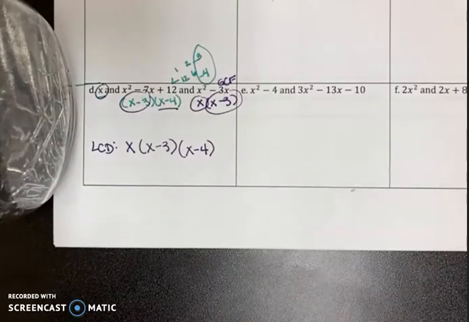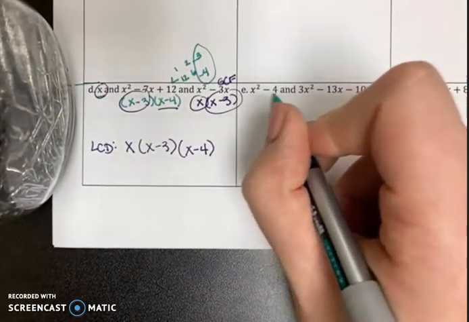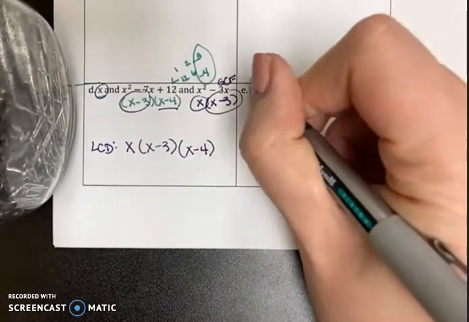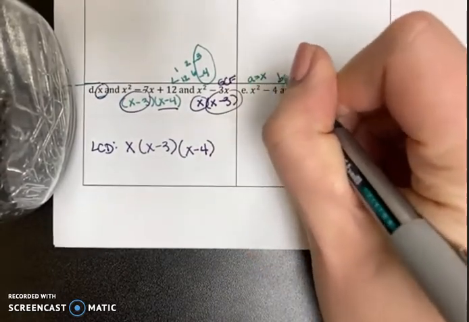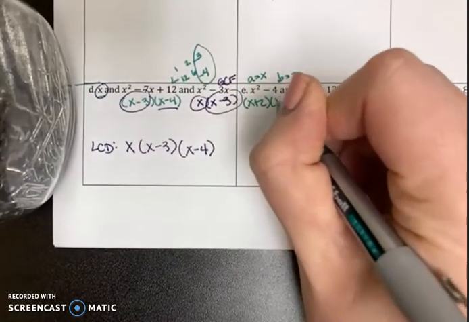For part E, once again, we're going to factor. The first set is a difference of 2 squares, where a is x and b is 2. So the factored form is x plus 2, x minus 2.